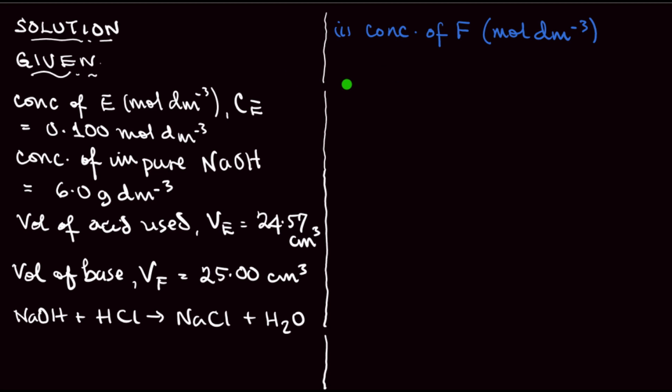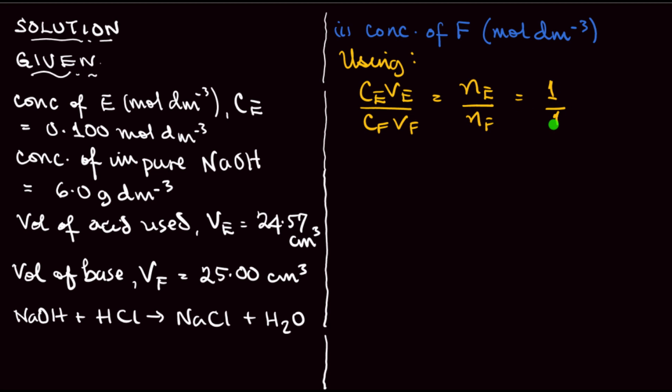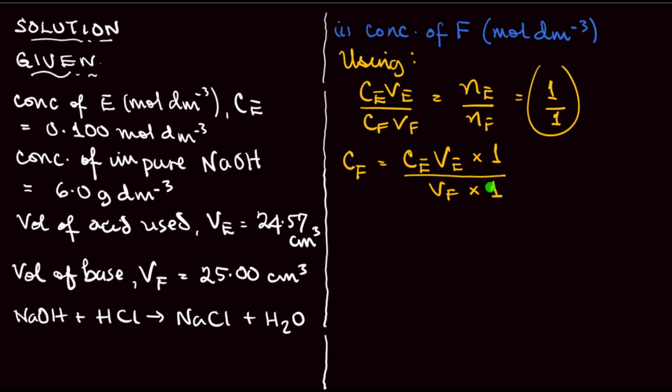So you're not going to use this, rather you're going to use CAVA, right? But in this case, it's going to be CEVE over CFVF equals to what? NE over NF is equal to 1 over 1. Always write the mole ratio out. Then next thing is to make what you're looking for subject of formula, which in this case is concentration of F, CF. So you make CF subject of formula here, which is CE VE times 1 all over VF times 1. Please don't jump any step, just follow the steps the way you are being shown on the screen.